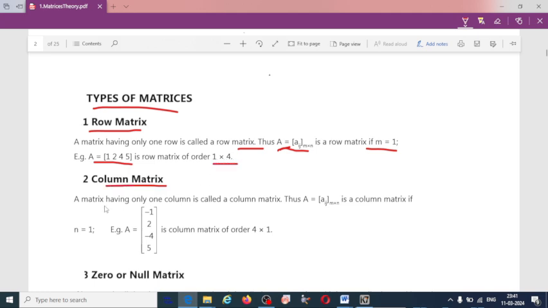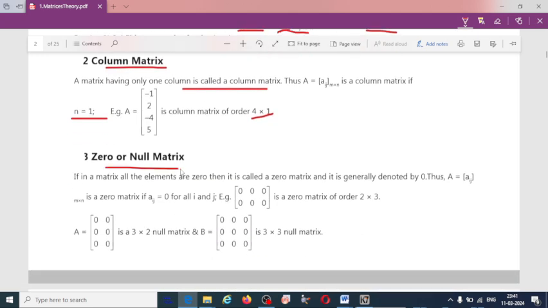Column matrix. A matrix having only one column is called a column matrix. For example, if n equal to 1, that is having one column and 4 rows, the order is 4 cross 1.